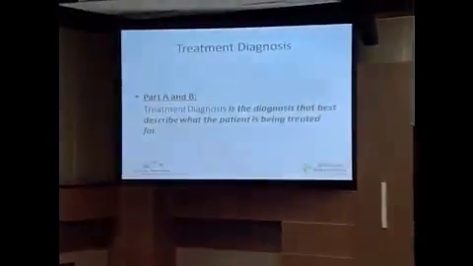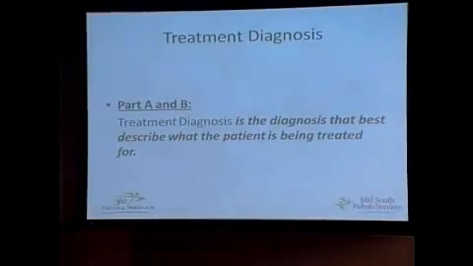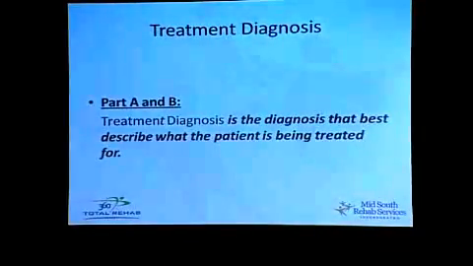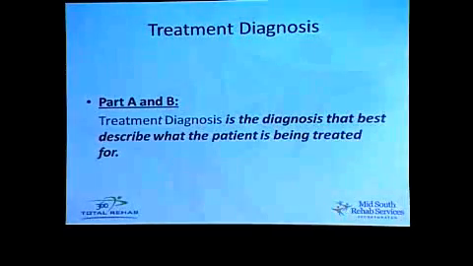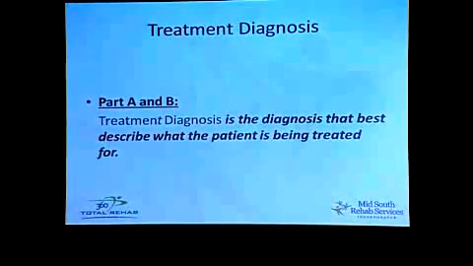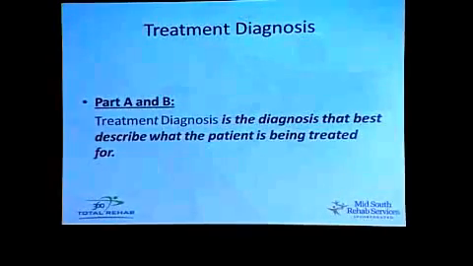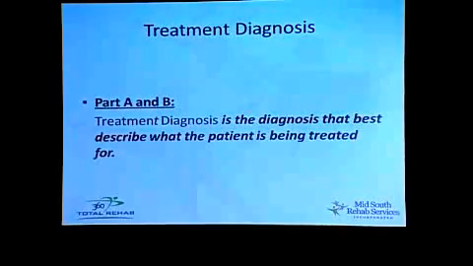Okay, let's move on to Part B, treatment diagnosis. For A and B, it's the same. Your treatment diagnosis is the diagnosis that best describes what the patient is being treated for. So if your primary treatment is gait, you should have an abnormal gait as a treatment diagnosis. If it's aphasia, it's aphasia. Swallowing is swallowing. Now, let me talk about swallowing.